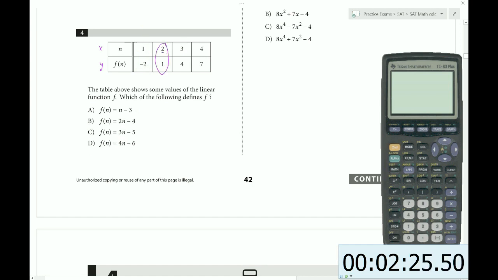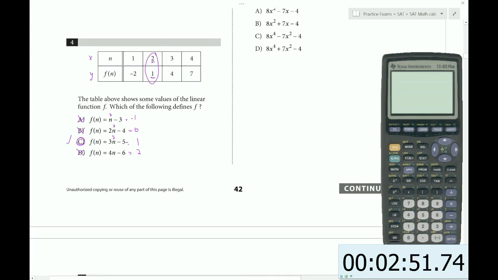When I plug in x equals 2, I should get an output of 1. So 2 minus 3, I get negative 1. So that's no good because we want it to be 1. Here we go, 2 times 2 is 4, and 4 minus 4 is 0. So that also doesn't work. I want 1. I'm plugging in 2 here, so I get 6 minus 5 is 1, so that works. And then I get 8 minus 6 is 2, but we wanted 1. So C is the only one that works for the second point.